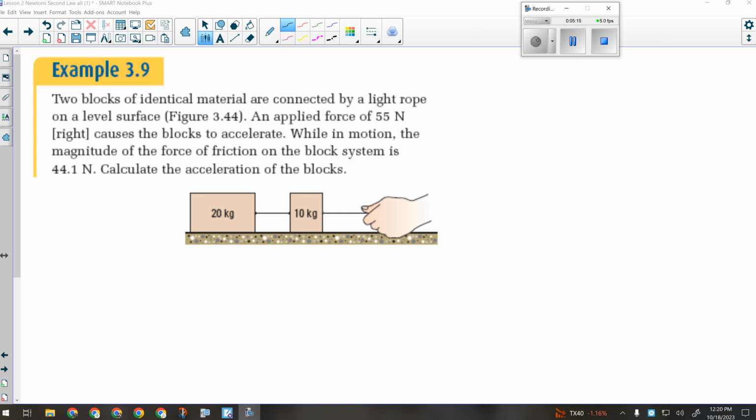Okay, so things we need to understand about a system. First thing is the thing I already said. A system is going to involve more than one mass. Okay, so in this situation we have a small block attached to a larger block by ropes. There's a hand that is applying a force to the rope that's attached to the first mass, and then the first mass is attached by a rope to the second mass.